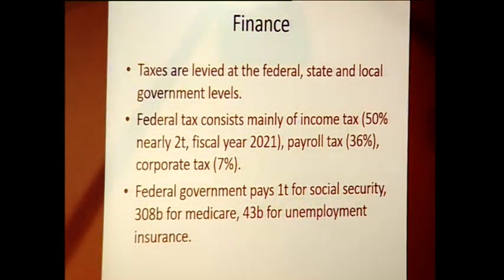Every person with an income pays tax on income. So the share of the federal tax is 50%, so nearly 2 trillion, okay? The US government, the federal government, gets 2 trillion from income tax. And this is the fiscal year 2021.